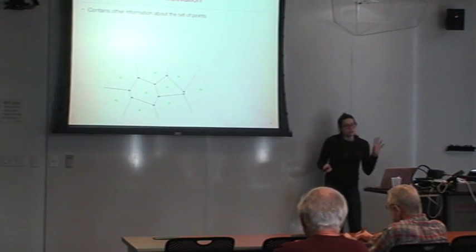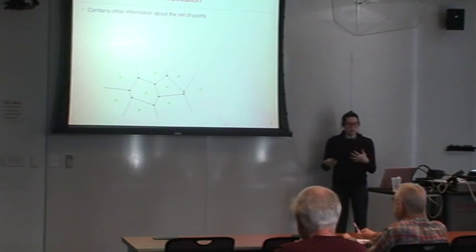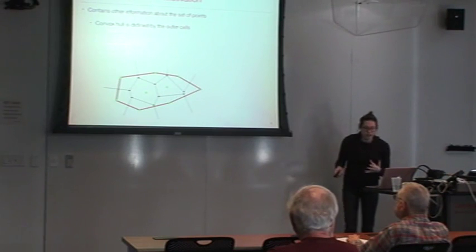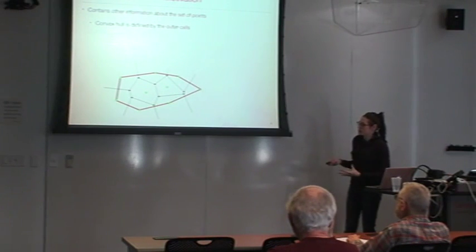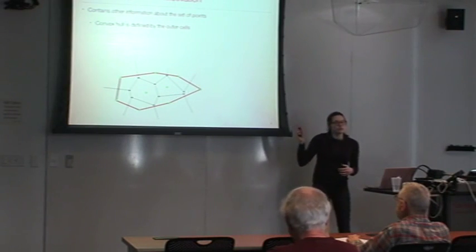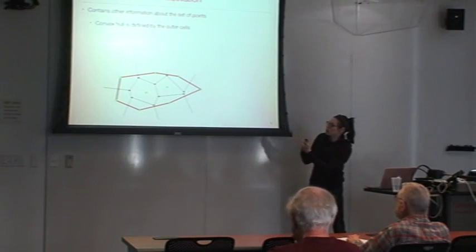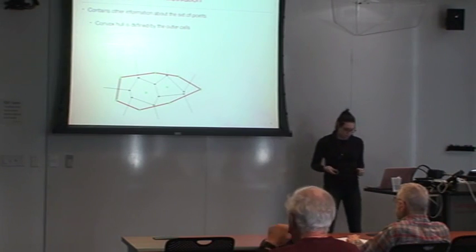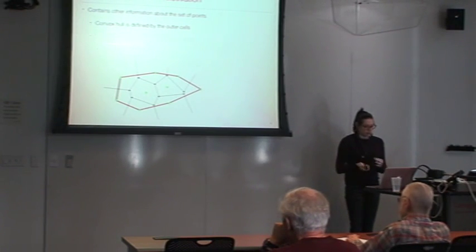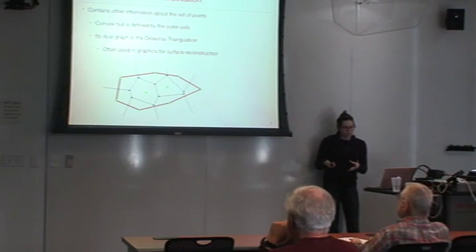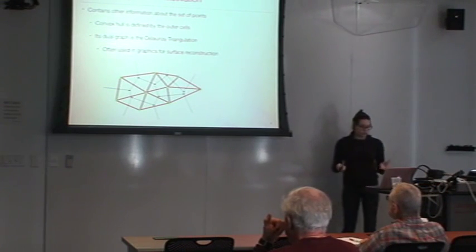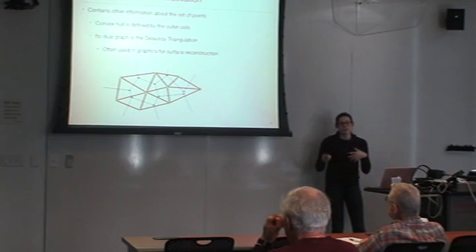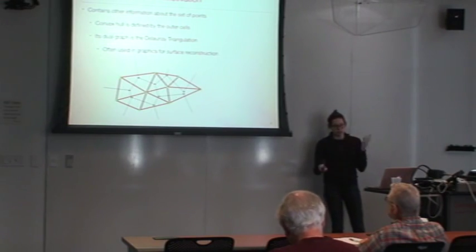More technically, the Voronoi diagram contains within it more information about the set of points. For example, if you're familiar with the convex hull, that's actually defined by the outer cells of the Voronoi diagram. You see how we have these cells that go off to infinity around the boundary. The sites that are representative of those regions are the convex hull of the set of points itself. And then, very quickly, the dual graph in the geometric sense is the Delaunay triangulation, which is used in graphics for surface reconstruction. It's not super important to understand this now for the purposes of this talk, but it is important and used in practical applications a lot.